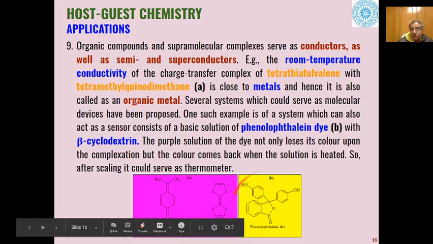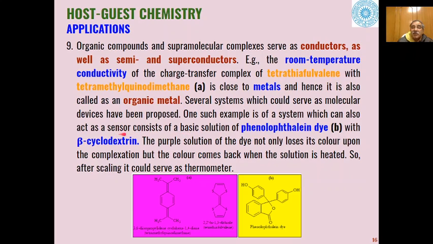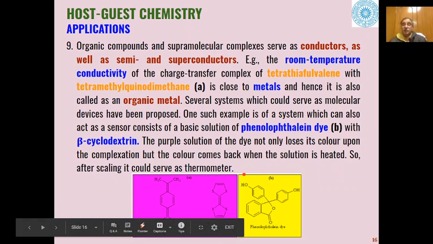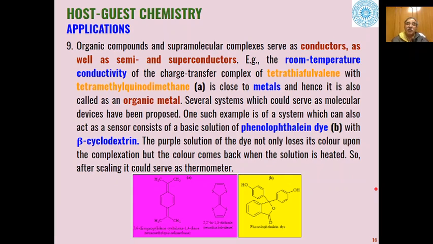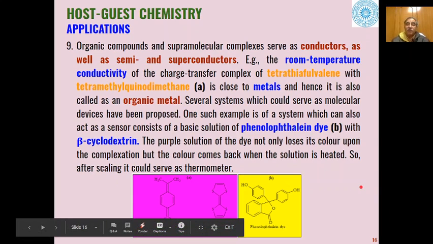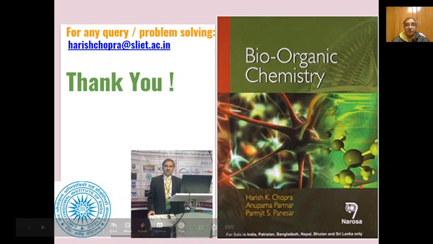And then this phenolphthalein dye can act as a sensor in complexation with beta cyclodextrin. The purple solution of the dye loses its color when it complexes with beta cyclodextrin, but when this solution is heated, the color comes back. So we can use it to serve as scaling for a thermometer. So these types of applications are there in the case of supramolecular chemistry or host-guest chemistry. Thank you very much.